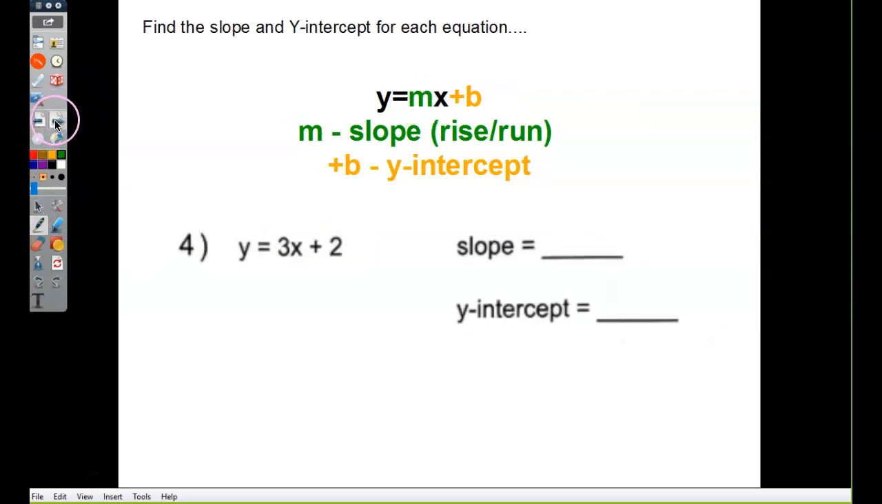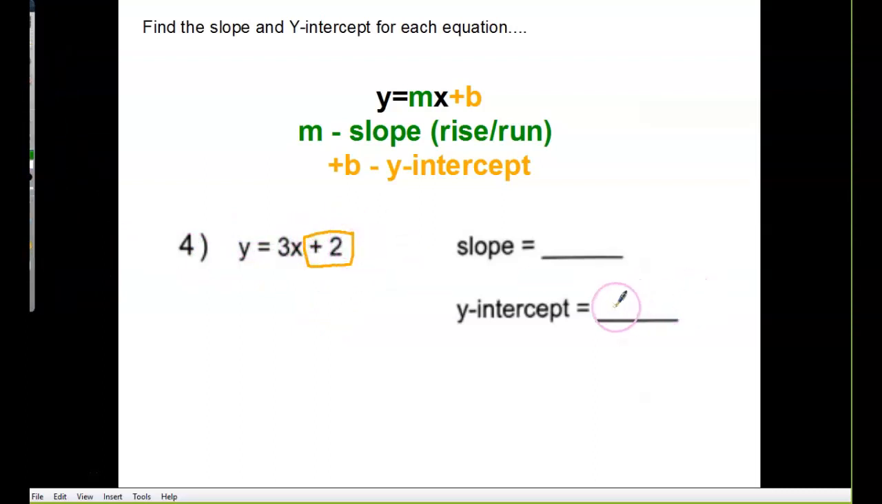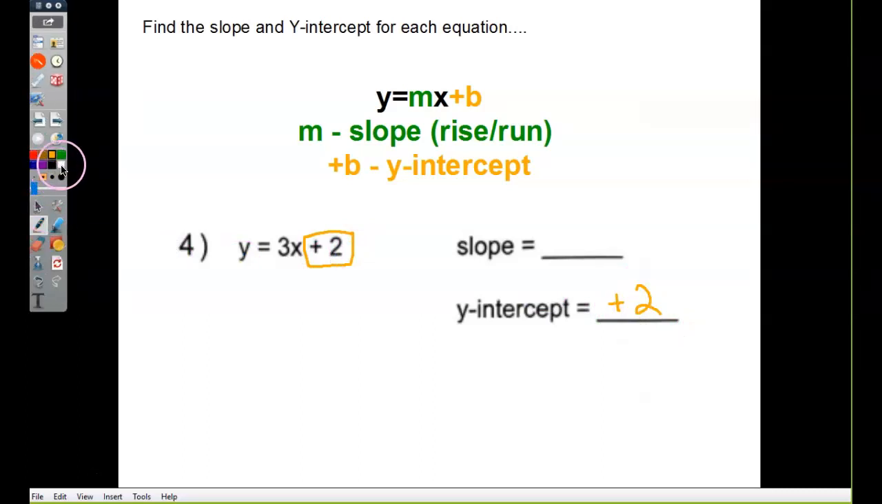Number 3 is pretty much the same. Number 4, I do want to spend a minute to talk about. So let's look at the intercept. The intercept is really simple. Right there, plus 2. So the y-intercept, where it intercepts the y-axis, is going to be at the point 2.